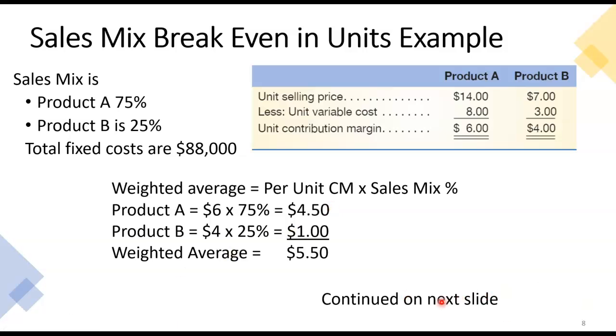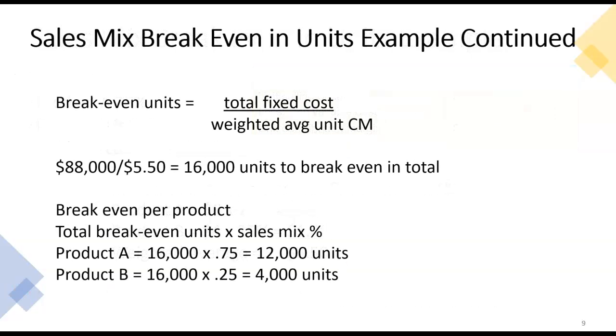So we're going to continue on the next slide, taking our weighted average of $5.50 with us. So our break even in units, again, is almost exactly the same as when we have a single product. Total fixed cost, but instead of just dividing by our unit contribution margin, we're going to use that weighted average. So $88,000 were our fixed expenses given in the prior slide, and $5.50 was our weighted average that we calculated. If we divide those, that gives us 16,000 units needed to break even.